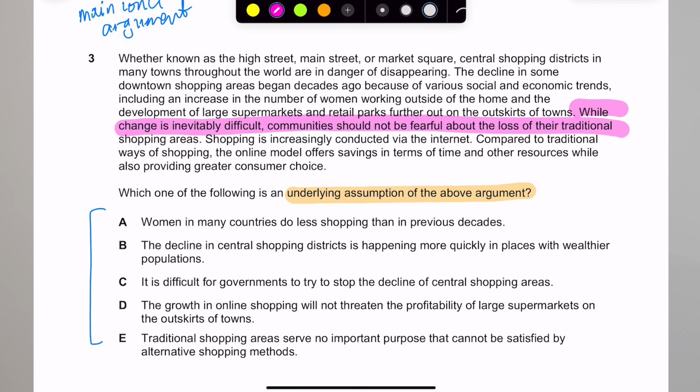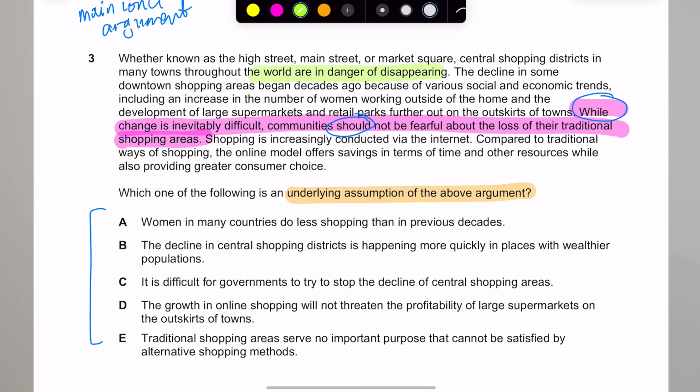While change is inevitably difficult, communities should not be fearful about the loss of their traditional shopping areas. 2 things tell me that's the conclusion. First of all, while. Second of all, should. So those, again, are key conclusion words that you see in the TSA. Just get used to it, really. So the argument for change is inevitably difficult, but we shouldn't be fearful about the loss of their traditional shopping areas. So we'll look around this now. So starting from the top. So high streets in general are in danger of disappearing, apparently.